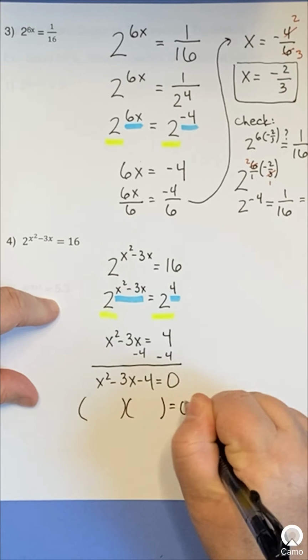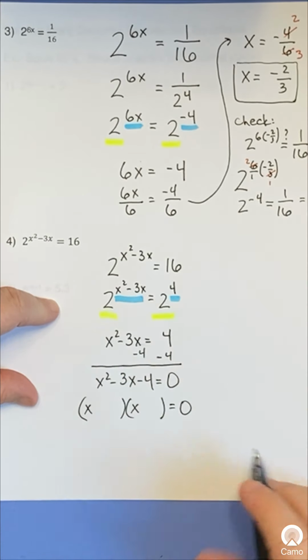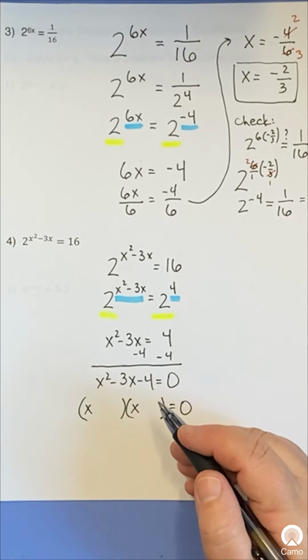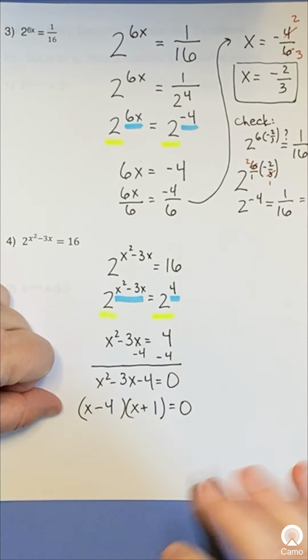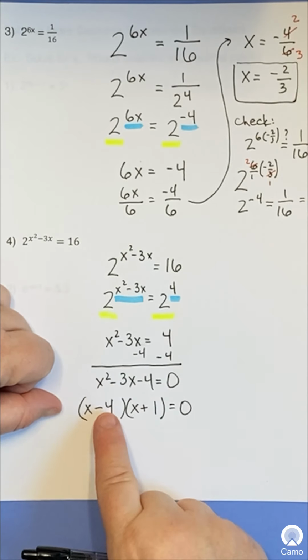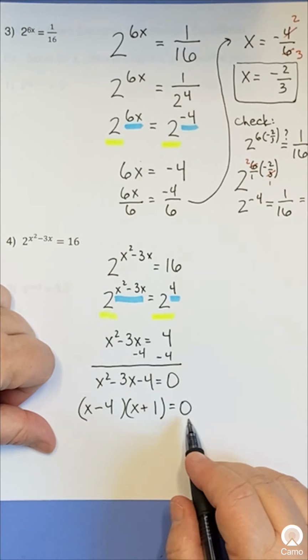I'm going to hope that it's pretty simple, trial and error. It seems to be there's an x and an x, and I'm thinking a negative 4. A negative 4 could be minus 4 and plus 1. Does that work? Check the middle term. Minus 4x plus 1x. Yeah, that works. Okay. Zero property.